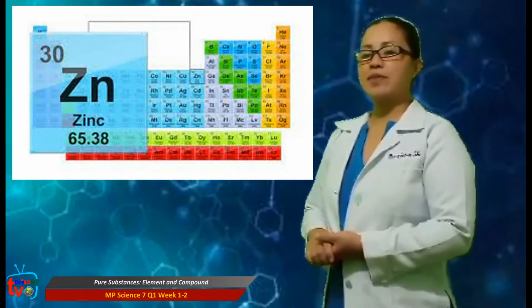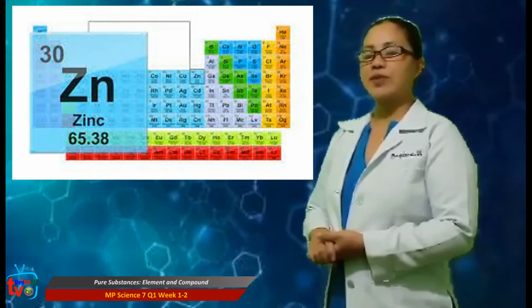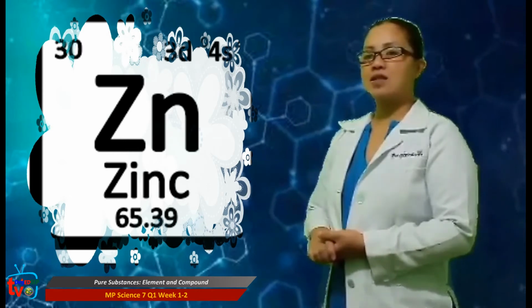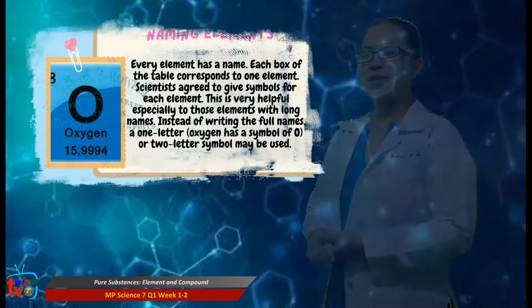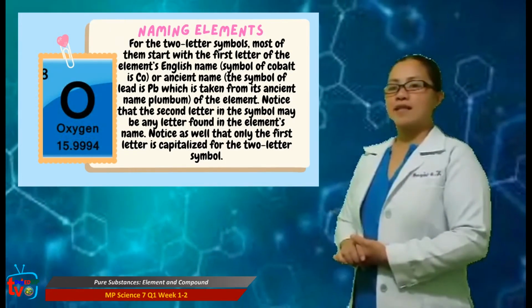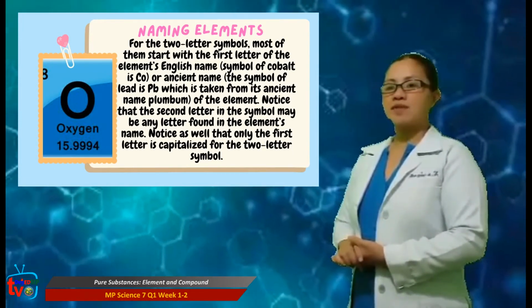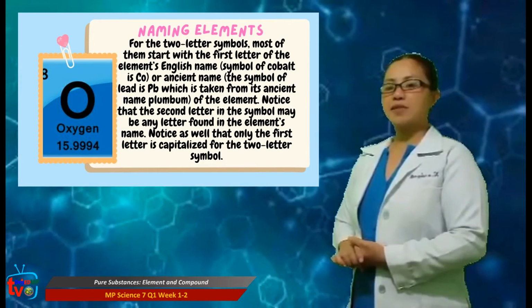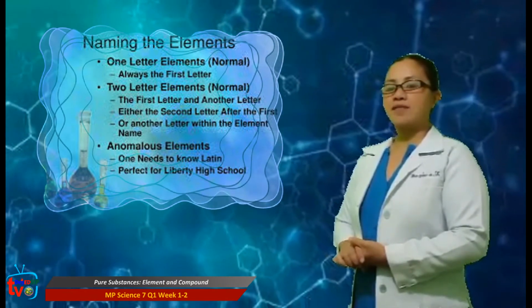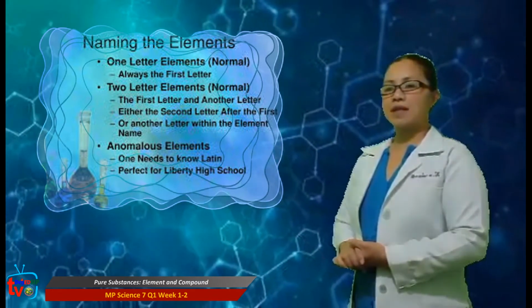Scientists agreed to give symbols for each of these elements. This is very helpful, especially to those elements with long names. Instead of writing the full names, one letter or two-letter symbol may be used. For one-letter symbol, first letter of the chemical name is used. For two-letter symbol, most of them start with the first letter of the element's English or ancient name. Notice that the second letter in the symbol may be any letter found in the element's name. Notice as well that only the first letter is capitalized.